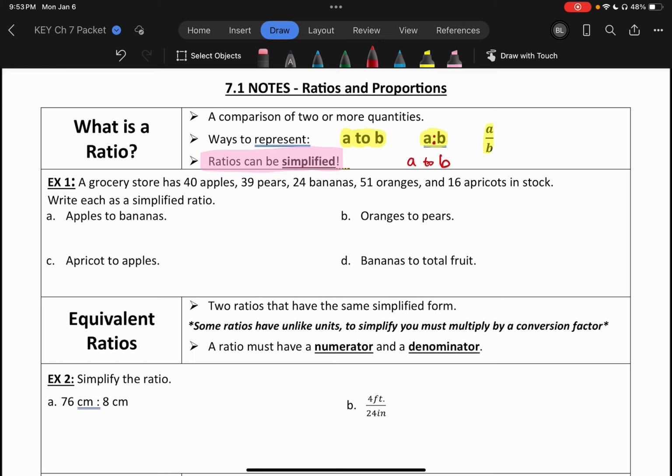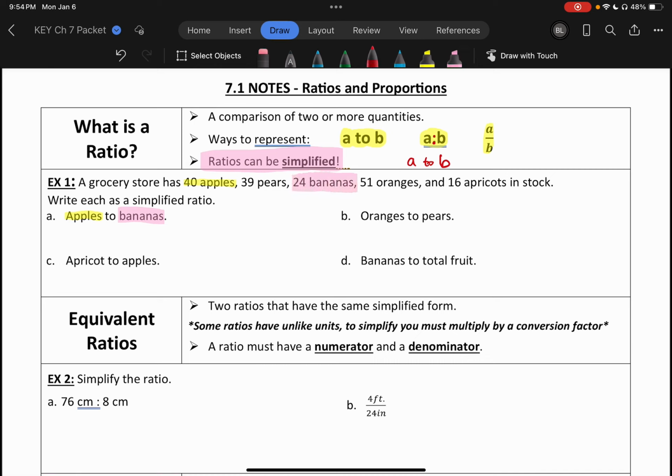It says a grocery store has 40 apples, 39 pears, 24 bananas, 51 oranges, and 16 apricots in stock. Write each as a simplified ratio. So looking at the first part here, Part A, apples to bananas, well, they want us to write this as a ratio. How can I write the ratio of apples to bananas? Well, let's take a look. How many apples do I have? I see here that we have 40 apples, and the number of bananas here that we have is 24.